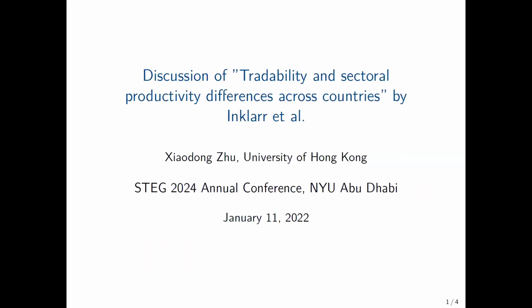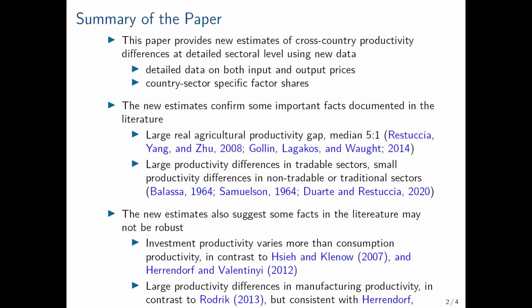So Rob has gone through the paper quite carefully. I'm just going to quickly summarize what they do and try to relate it to the literature. The paper provides new estimates of cross-country sector level productivity differences using new data, and in particular they construct detailed data on both input and output prices, and they also have country sector specific indices. I don't pretend I know all those index numbers and all those accounting methods.